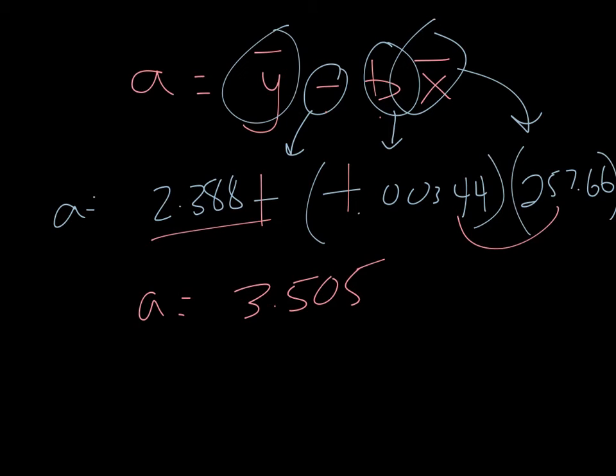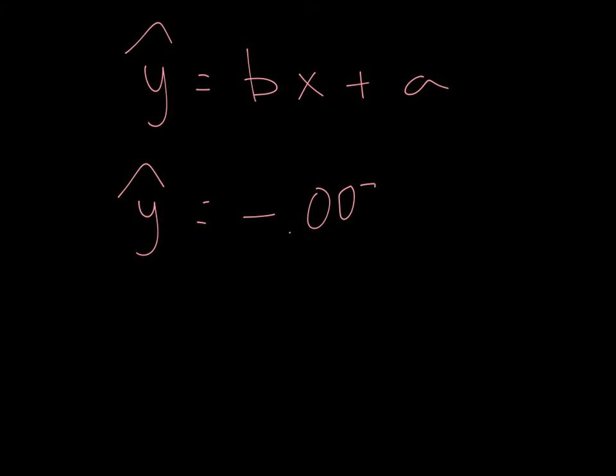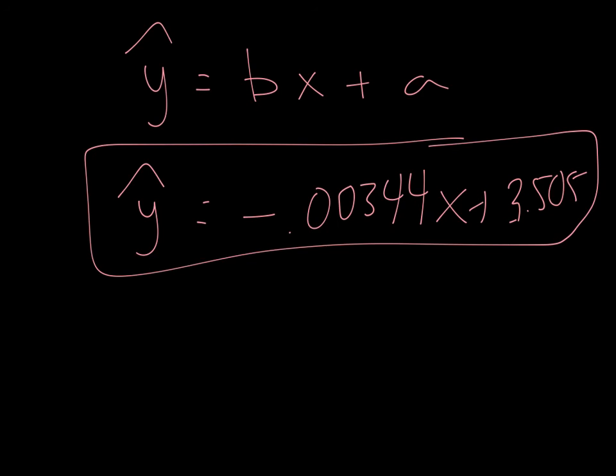It looks like. So putting the A and the B together, remember the formula for any line is y equals the slope times x plus the y-intercept. So to get the line of the least squares regression line, and I should put a hat there, the formula is y hat equals the slope times x plus the y-intercept, 3.505. There is our final answer to get the least squares regression line.